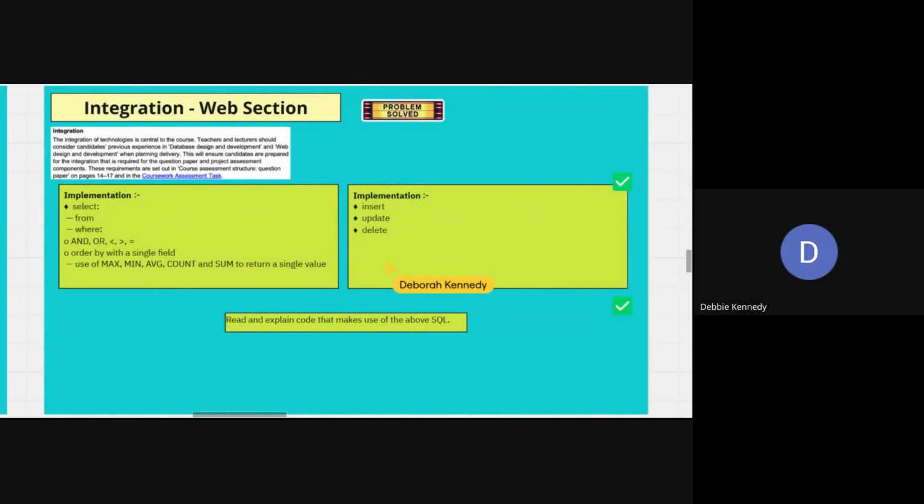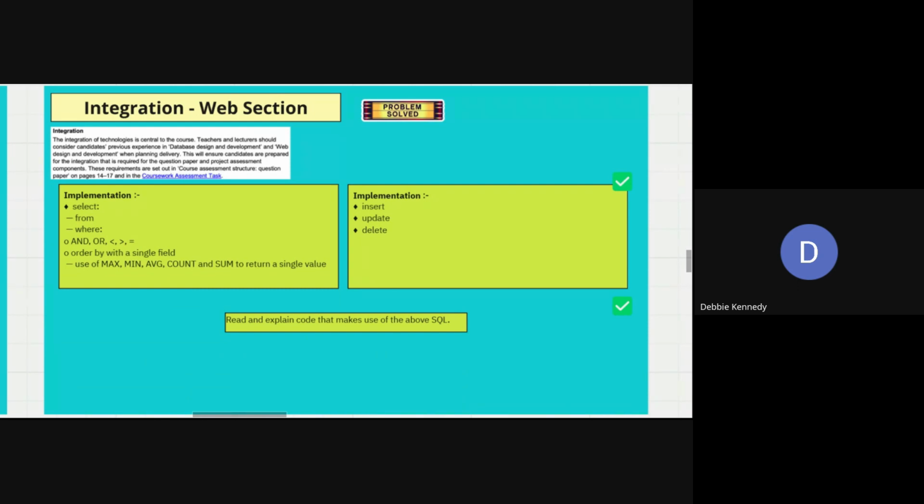And then we have the web section. So if your candidates are doing the web section, they have got to be able to do an insert, an update, and a delete, National 5 level from the course. With one table? With one table. And with the select statements, they have to be able to do a from, where. They have to have the logical operators and, or, less than, greater than, equals.